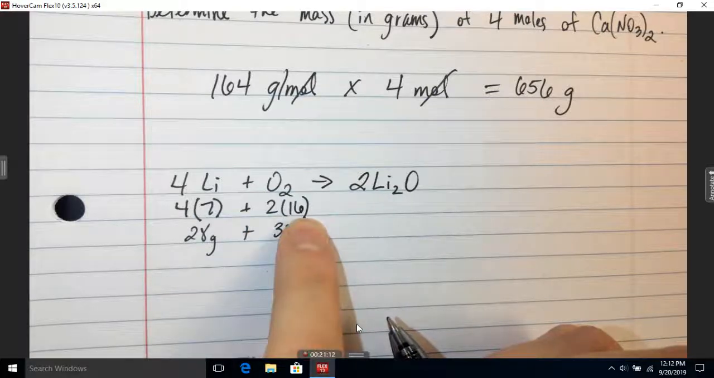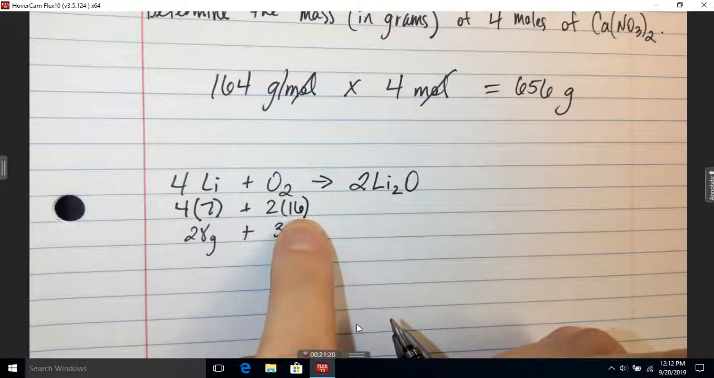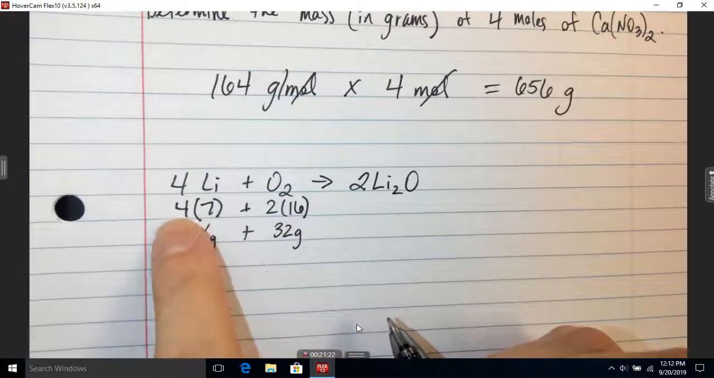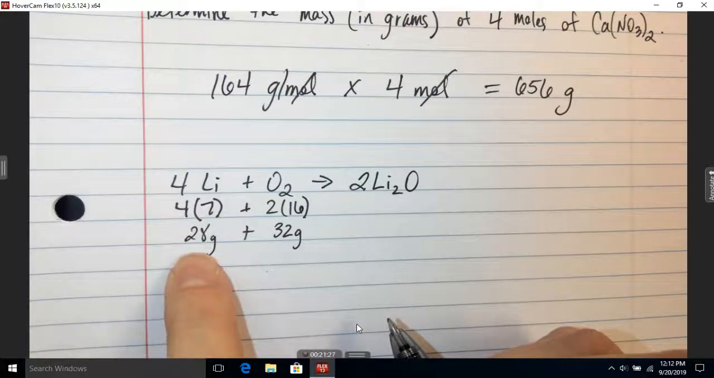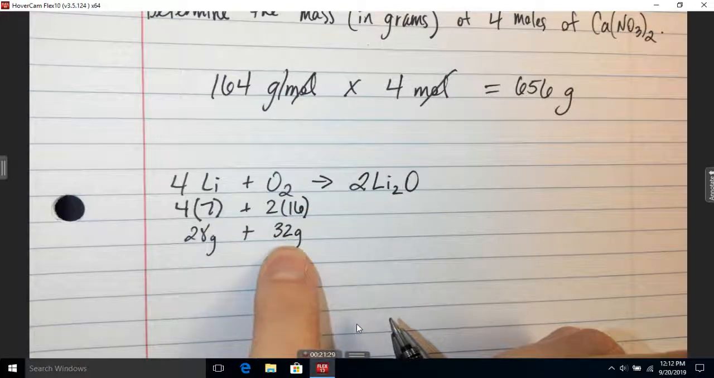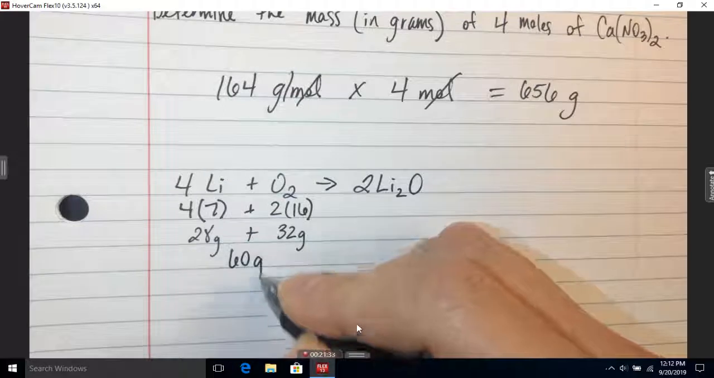This is mass. I'm doing the same thing I already did. There's 2 oxygens and the mass of oxygen is 16. There's 4 lithiums and the mass of lithium is 7. 4 times 7 is 28. 2 times 16 is 32. How much are those together? 60 grams.